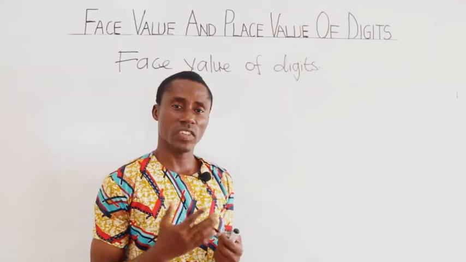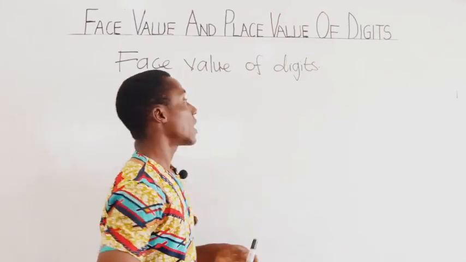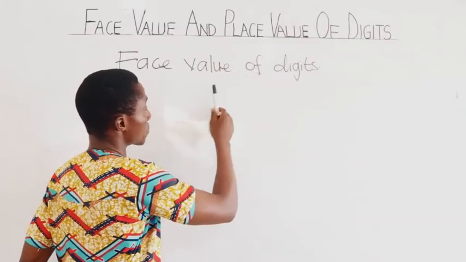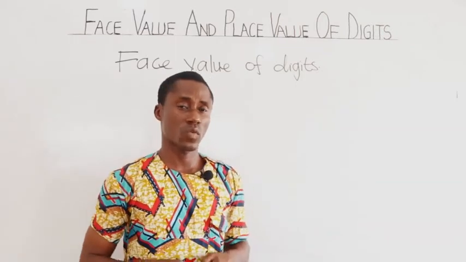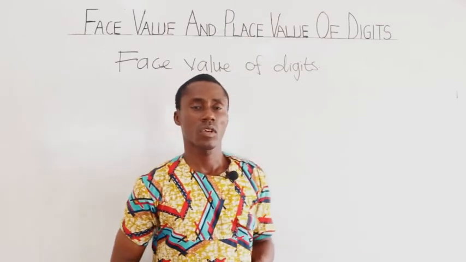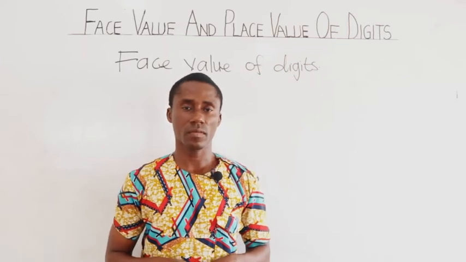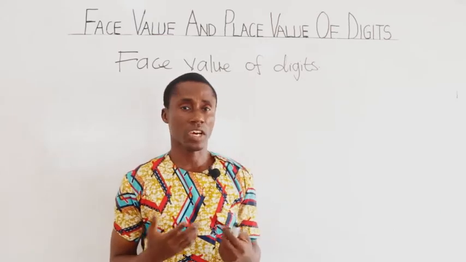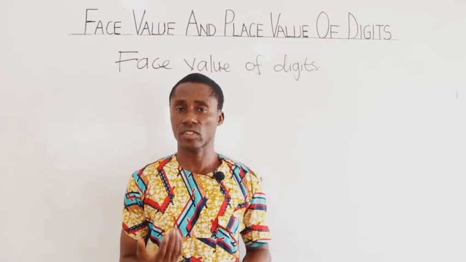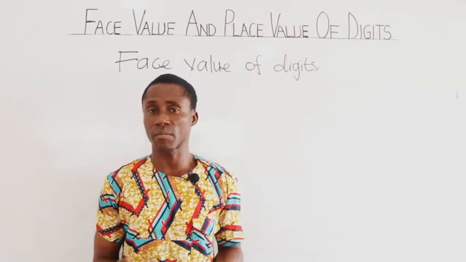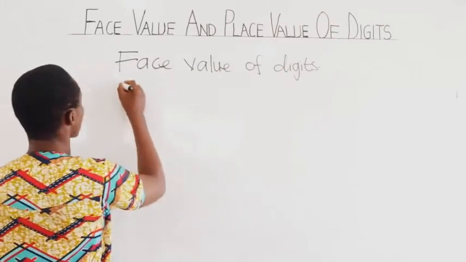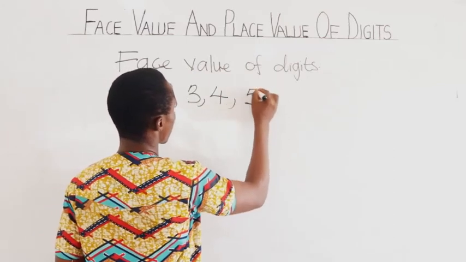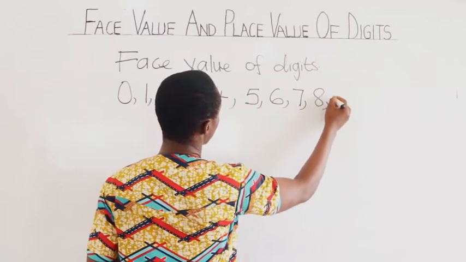Before we say what is face value of digits, let's get the meaning of the following words in the statement face value of digits. Let's start with the word digits. So, what is a digit? A digit is a symbol used to stand for a number. We can also say a digit is a symbol used to represent a number. And the digits are 0, 1, 2, 3, 4, 5, 6, 7, 8, and 9.